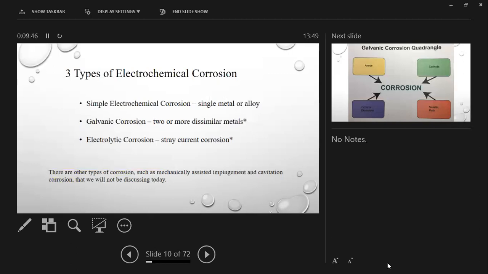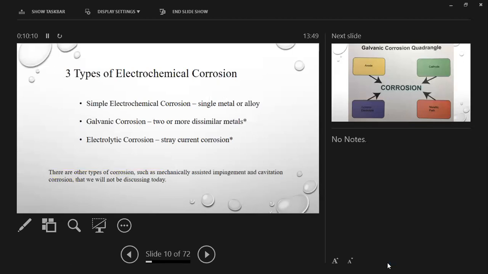First of all, simple electrochemical corrosion, single metal rusting. The iron hull, steel hull of a ship will corrode on its own. That's single metal corrosion. Now, the process of galvanic corrosion is still taking place, and that's what causes the rust, but it's still one single metal.